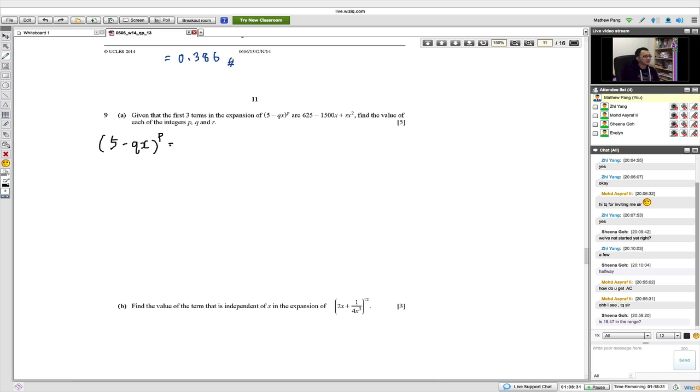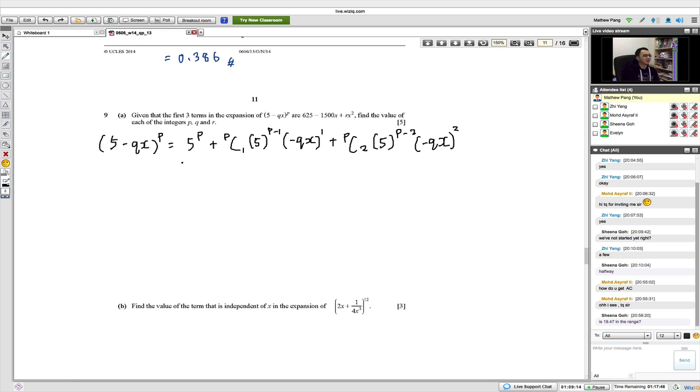So I will expand this one and then do some comparison with my answer. The first one will be 5 power of p, and then plus this one will be pC1, then this is 5 power of p minus 1, and then this is (negative qx) power of 1, plus pC2, and then this one will be 5 power of p minus 2, and then this is (negative qx) power of 2. Okay, first three terms only.